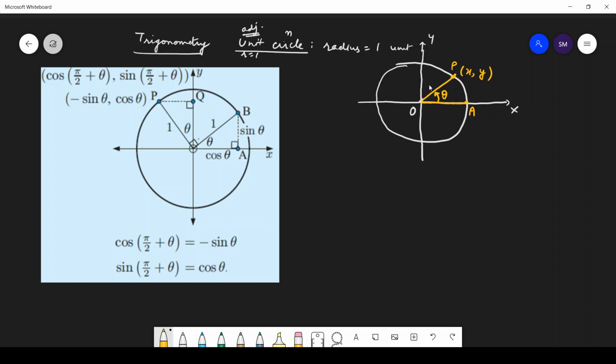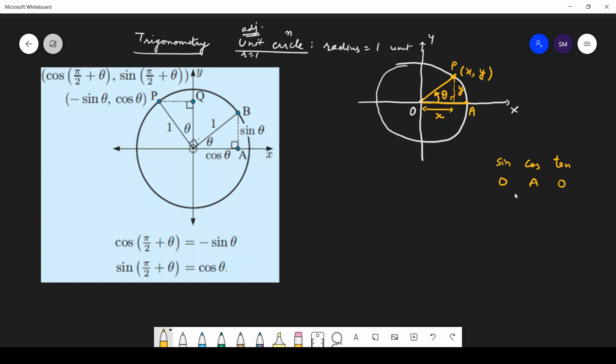So how will I do it? I will draw this perpendicular from P here. So obviously this equals y, and that's equal to x. So that's how these coordinates are, the x, y coordinates. Now we know these trigonometric ratios.